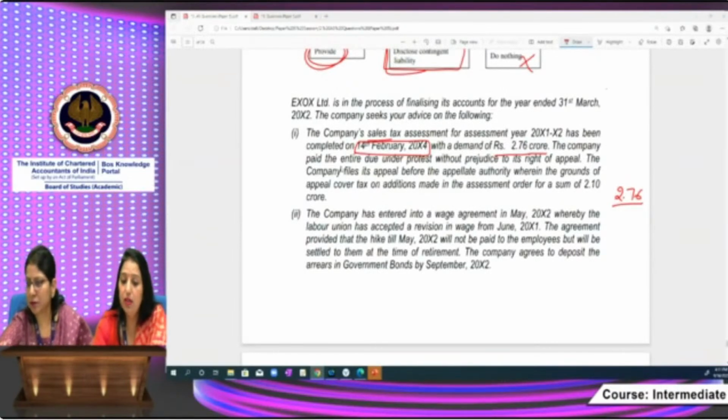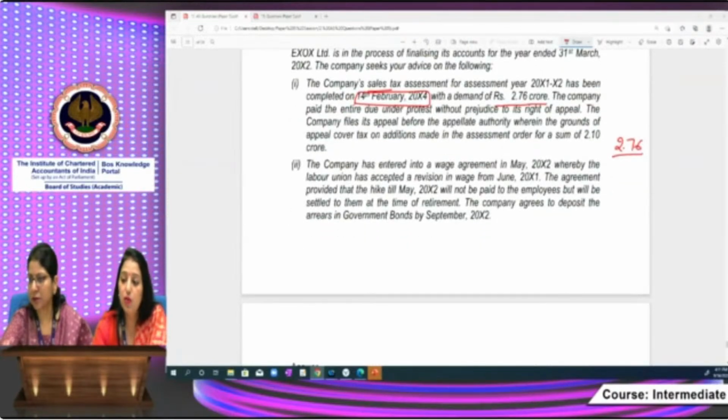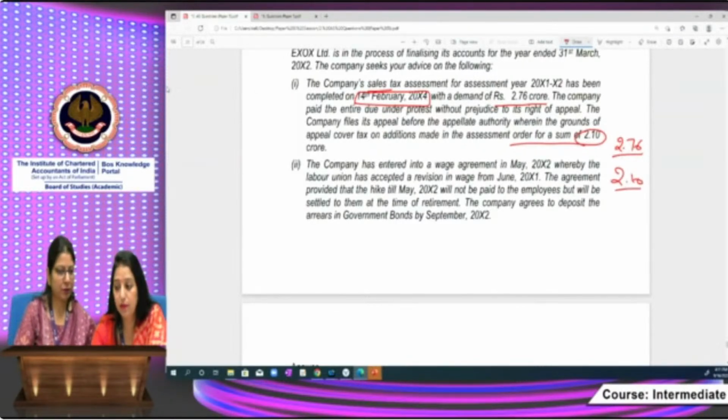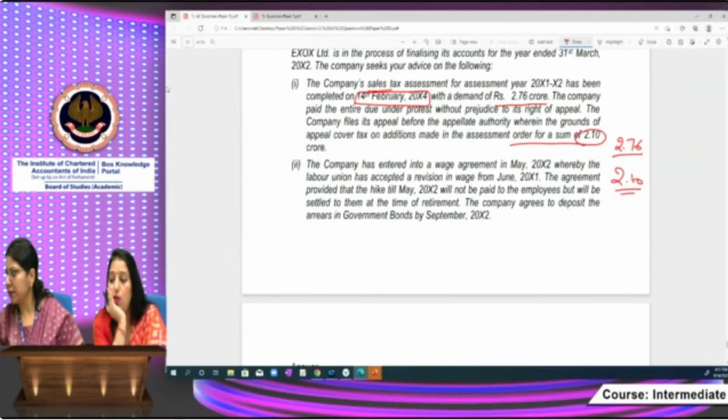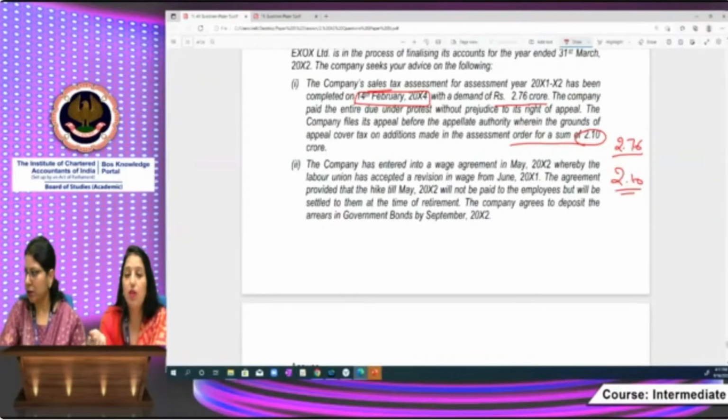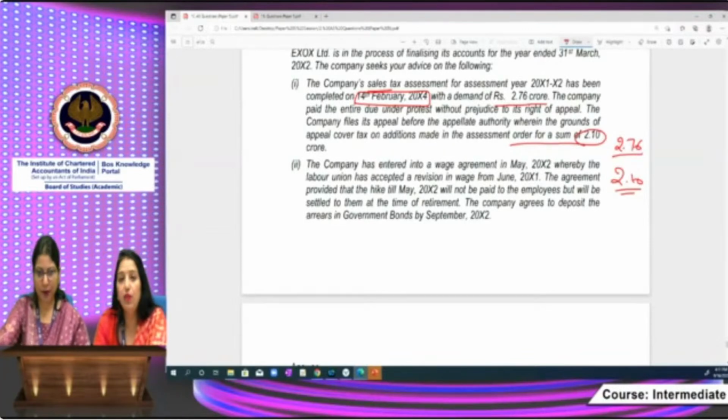The company paid the entire due under protest, without prejudice to its right for appeal. The company files its appeal before the appellate authority, wherein the grounds of the appeal cover the tax on the additions made in the assessment order, a sum of 2.10. The company has made an appeal for the 2.10. Now tell us for which amount we can provide. Whether it will be a provision, a contingent liability, or nothing, what we have to do?